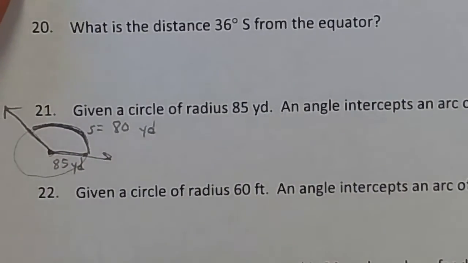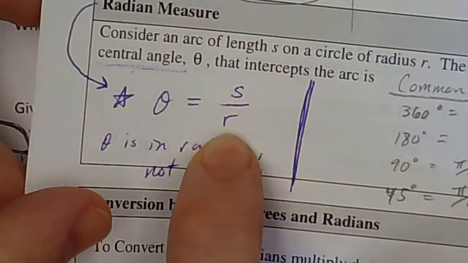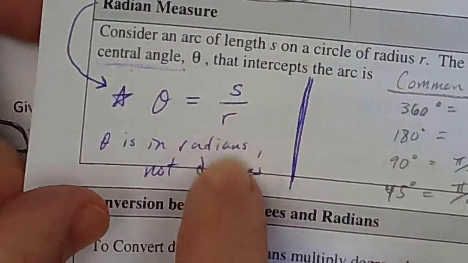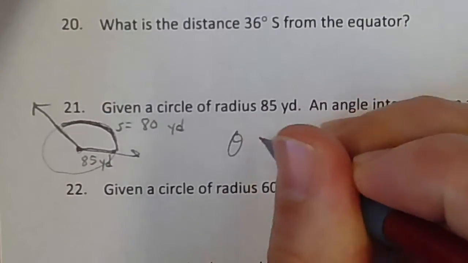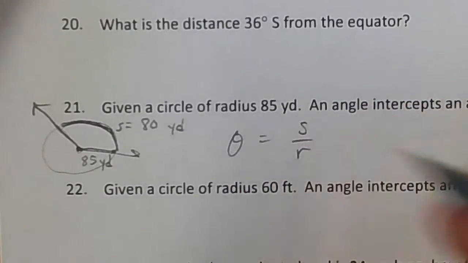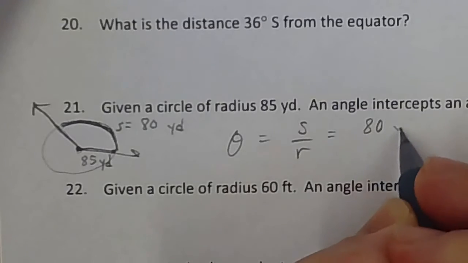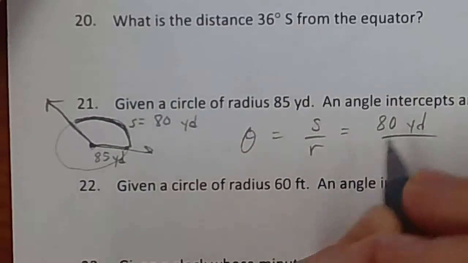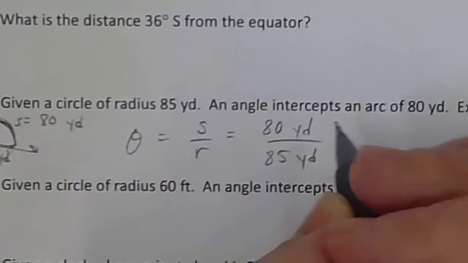So we have a formula for that. We just have to remember the definition of radians, simply put, is s divided by r. That's it. Okay, so write it down here again so you have it. Theta equals s over r. So it's 80 yards divided by the radius of 85 yards. The units cancel out.